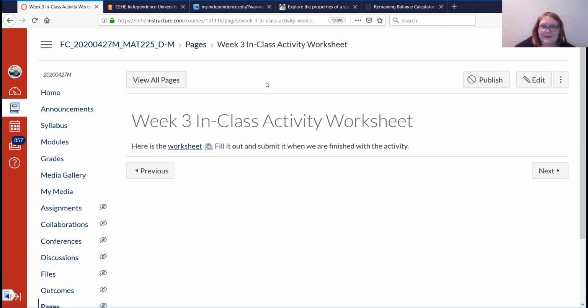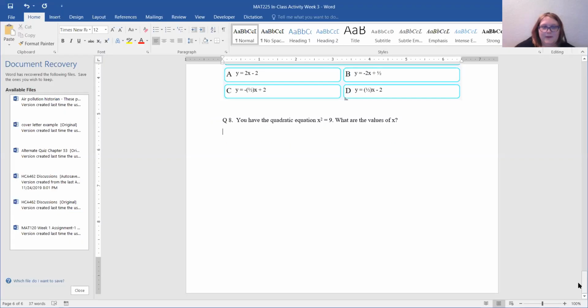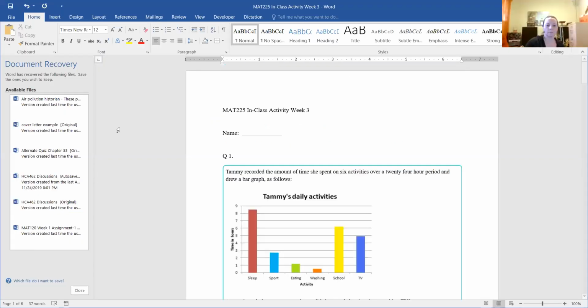Right. Can everybody see this? Let me make it bigger. We can see the week 3 in-class activity. So go ahead and in your shell, call up the worksheet. Let's see where I am. I see in-class activity week 3. I click on it, submit assignment, and nothing else.